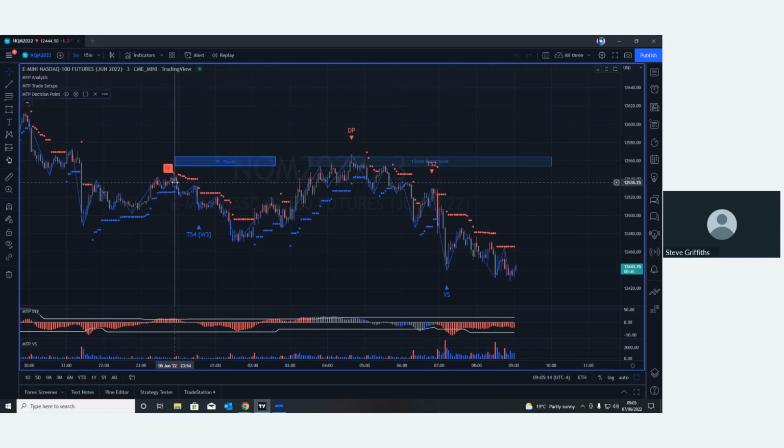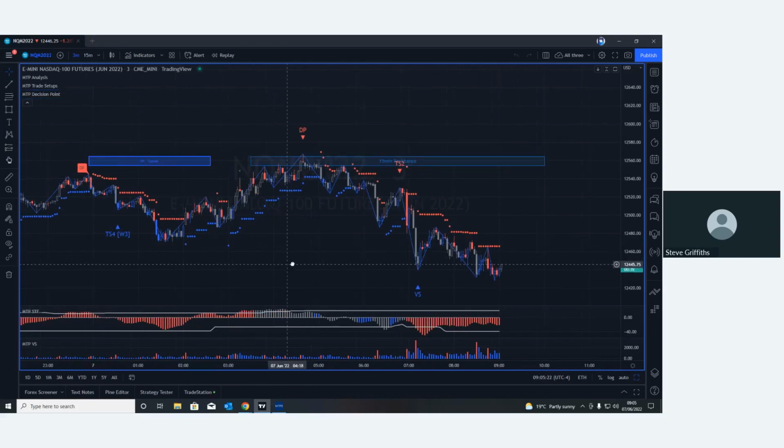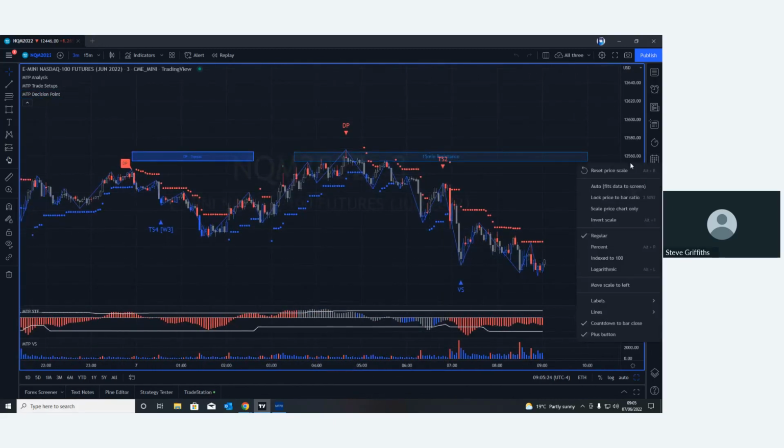Quite nice the way you can grab and drag these now. I don't know what you guys think, using TradingView now, but to be able to grab and drag the DPs, quite slick, isn't it? Quite nice and easy. Right, so this is what we have now.